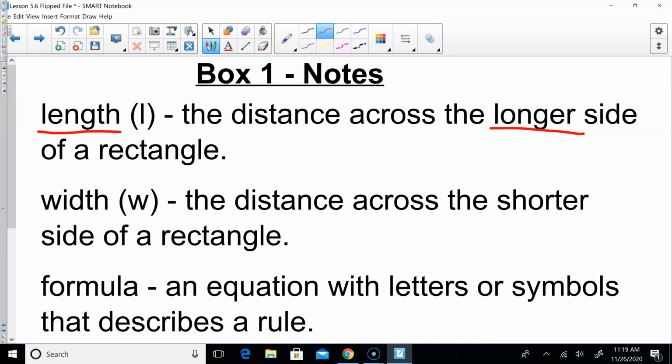What is a formula? It's an equation with letters or symbols that describes a rule. So we'll learn about the perimeter formula, we'll learn about the area formula, and we'll learn how to use those in today's lesson.